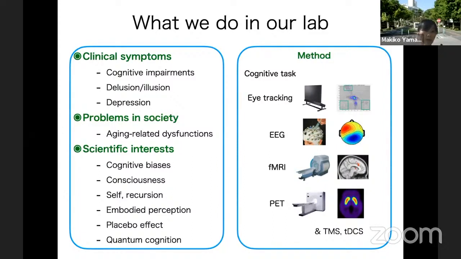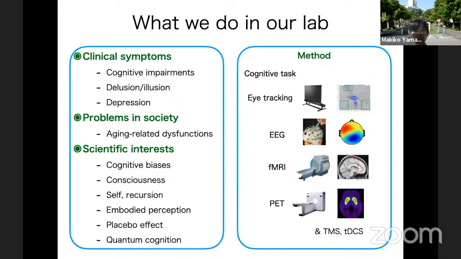And we also conduct studies for the aim of scientific interest, such as cognitive biases, consciousness, self-recursion, embodied perception, placebo effect, and quantum cognition. For methodology, we use cognitive tasks together with eye tracking, EEG, fMRI, and PET. And today, my talk is more focused on cognitive biases, and the methodology is about PET.